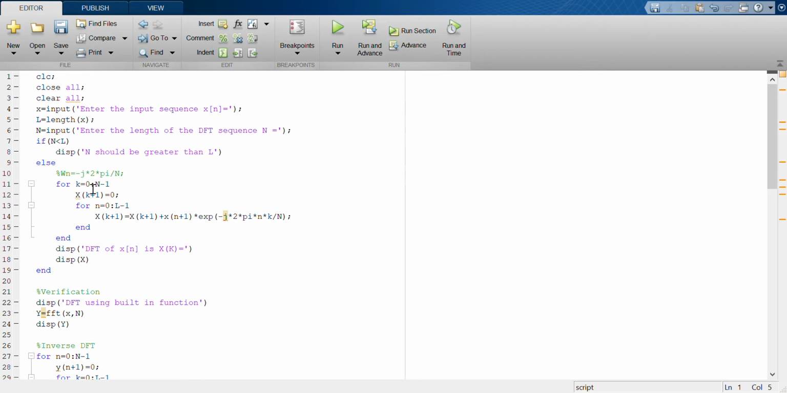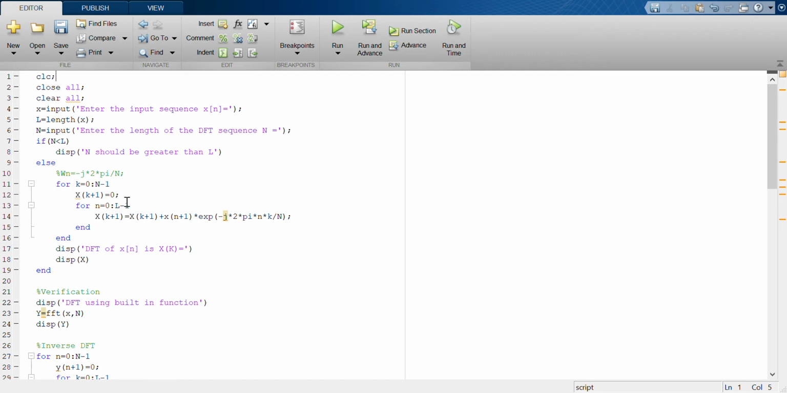Or else, in order to implement the equation for DFT, it is x of n into e raised to minus j 2 pi kn by N. Here, considering there are two arrays, one is k and the other one is n. Considering k, as we have started from 0, consider 0 to N minus 1. As it is started from 0, indexing at 0 is invalid in MATLAB.